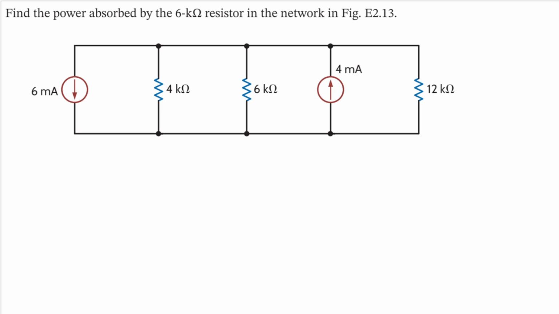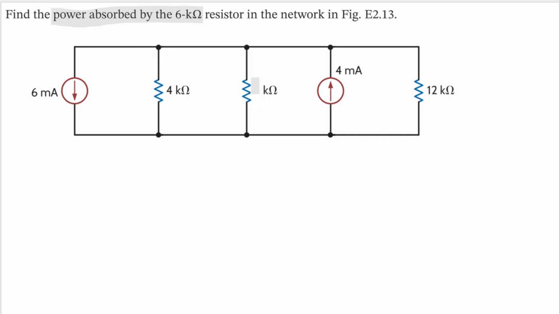Find the power absorbed by the 6 kilo ohm resistor in the network in this figure here. Okay, so we are asked to find the power absorbed by the 6 kilo ohm resistor, which is this one here. But then what is power?